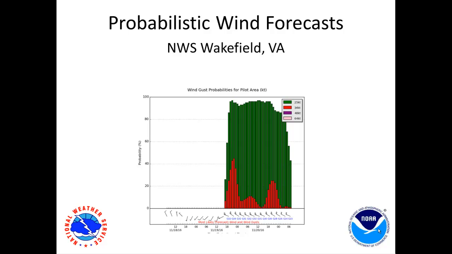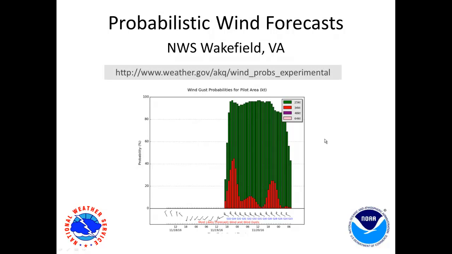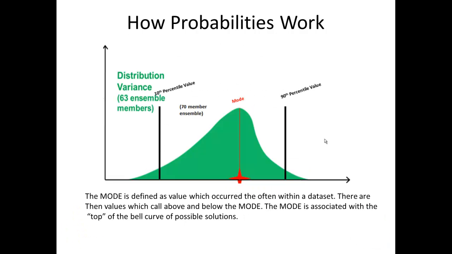This will be a brief presentation explaining the new probabilistic wind forecasts being generated by the National Weather Service office in Wakefield. The website for the new probabilistic wind forecast is weather.gov/AKQ Windprobs Experimental. A quick explanation of how the probabilities work and are applied in forecasting.